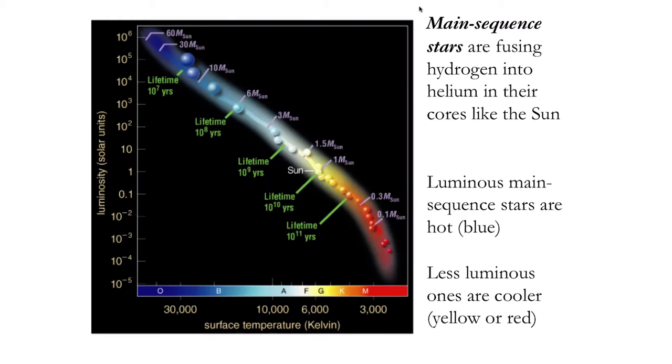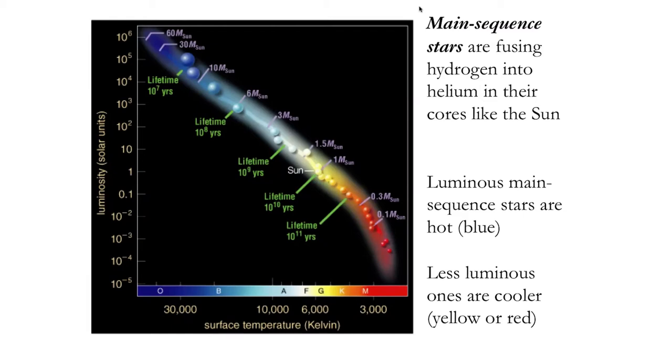We know that 90% of the stars in the universe line up in this sequence from hot and luminous to cool and very dim. And we know the sun is in this group of stars. And so what are these stars? Well, they're stars like the sun.